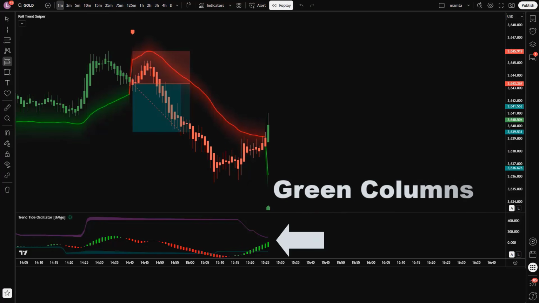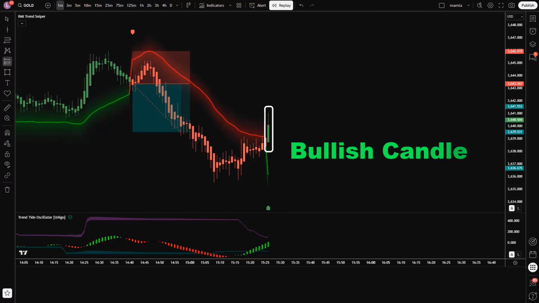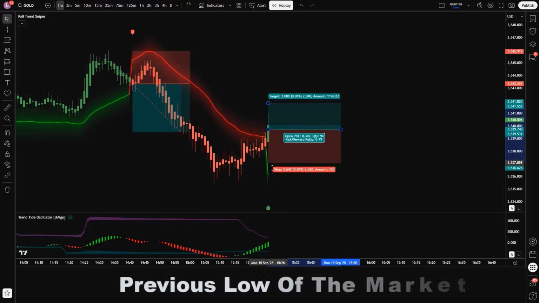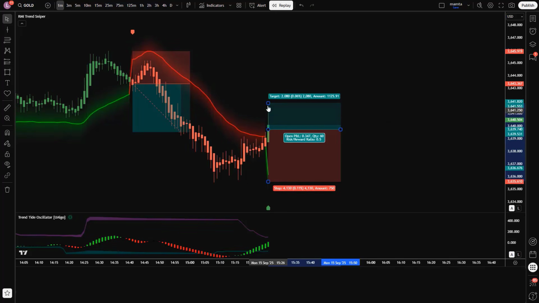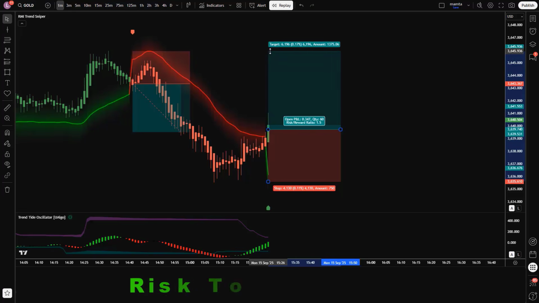Here the Trend Tide Oscillator indicator shows green color columns. Here the market has made a bullish candle to give confirmation. So all our conditions are being fulfilled, so we are placing an order to buy. Our stop loss is the previous low of the market, and the risk to reward ratio will be 1:1.5.